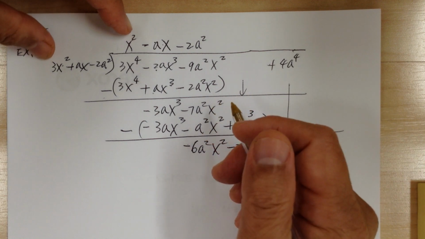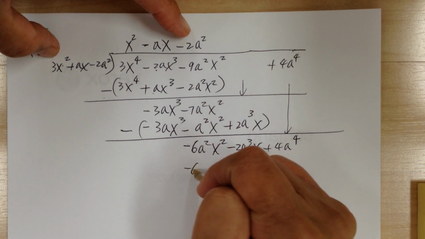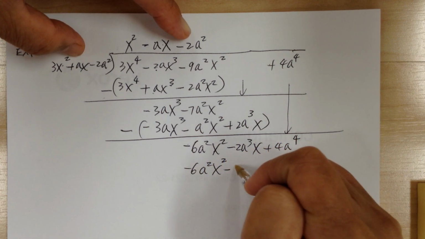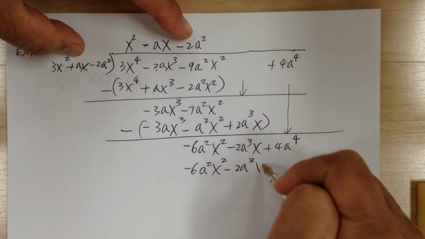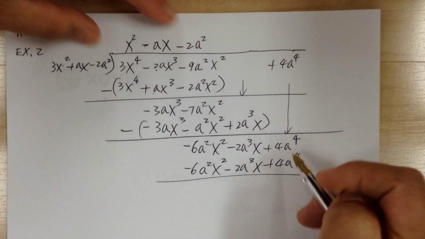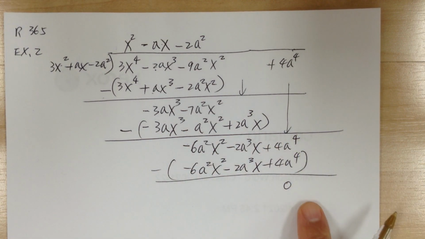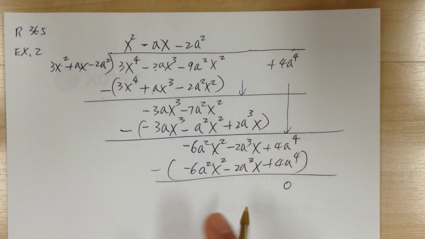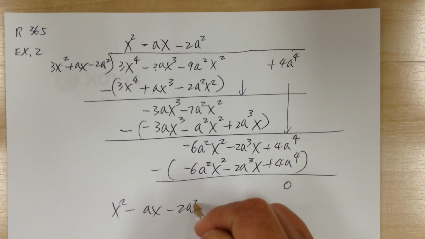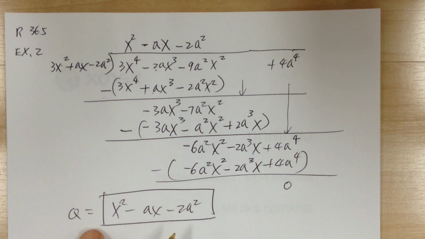So again, when you multiply this one here, this would be -6a squared x squared. This one would be minus 2a cubed x. This one would be plus 4a to the 4. And this is kind of nice, because they're all the same. So when you subtract, you get the remainder of 0. So for this one, your answer would be just x squared minus ax minus 2a squared. So this is the quotient. The quotient is equal to that.